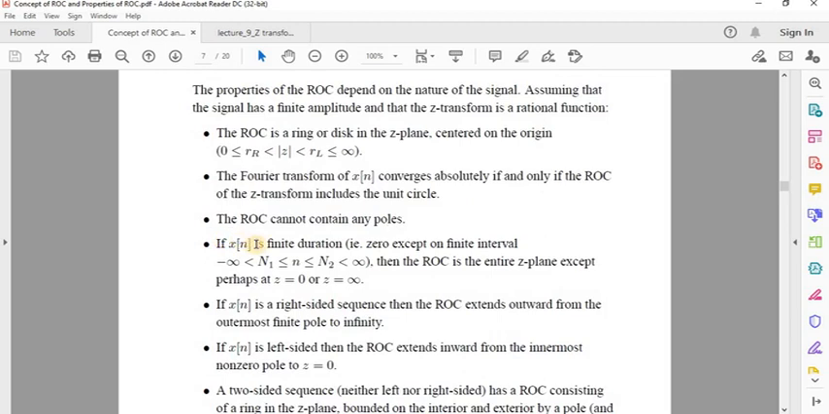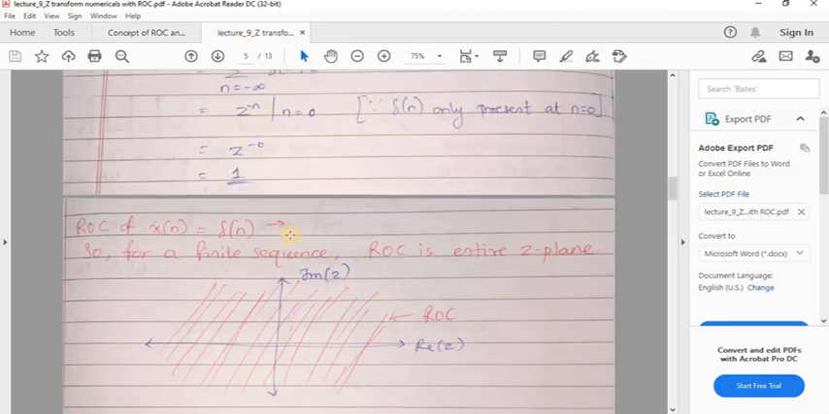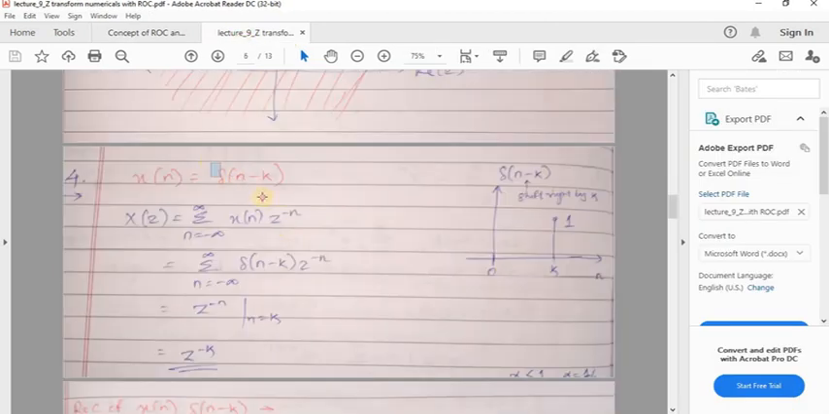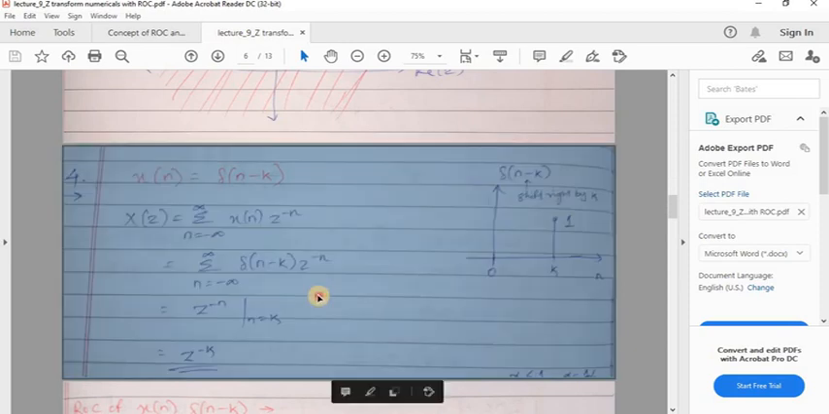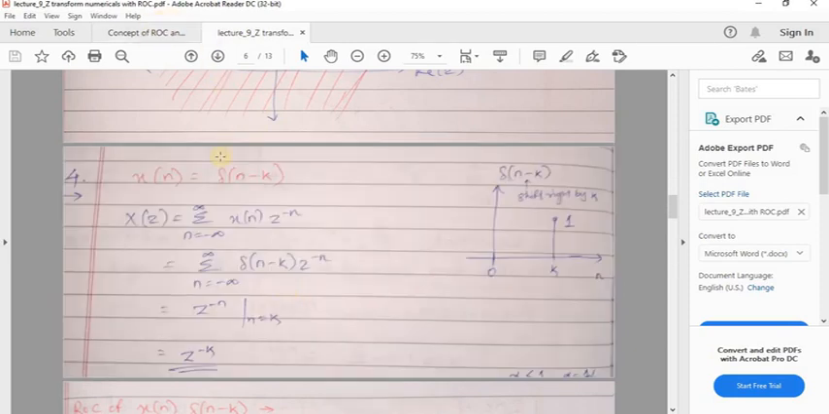Next property is, if x of n is of finite duration, that is, 0 except on a finite interval, the ROC is the entire z plane except perhaps at z equals 0 or infinity. This example satisfies the property. We will see it after this property.